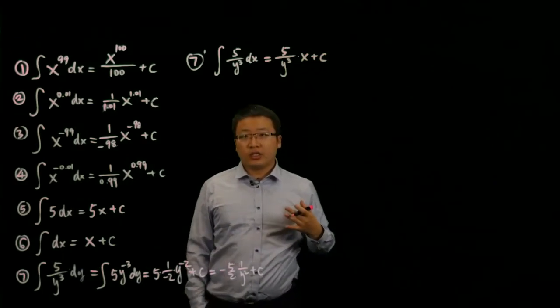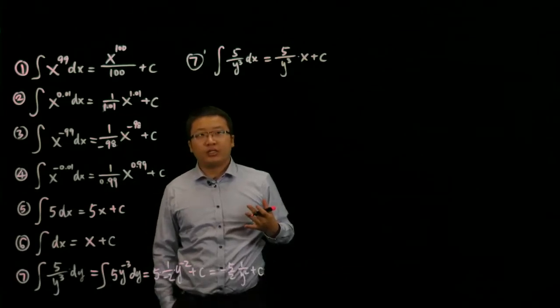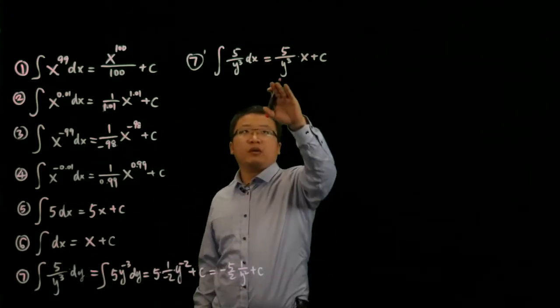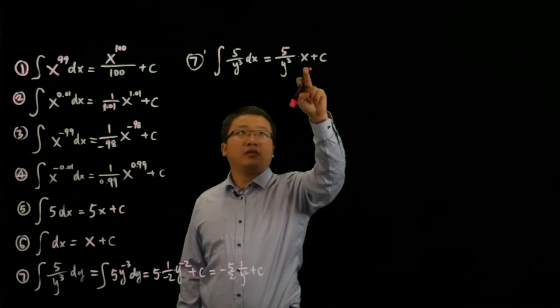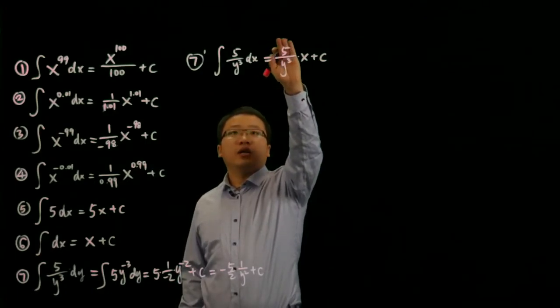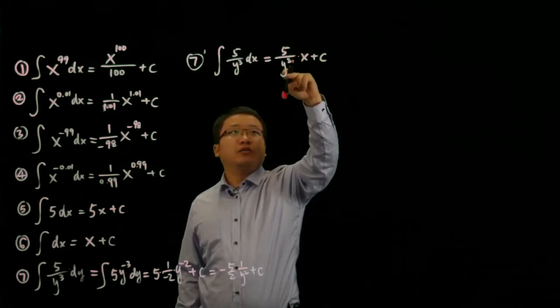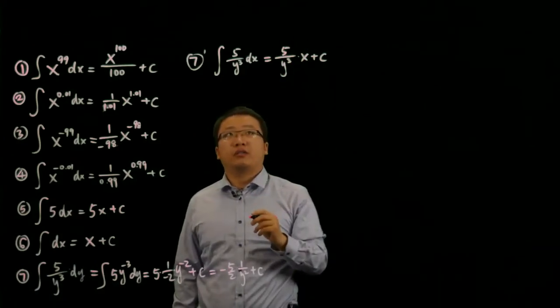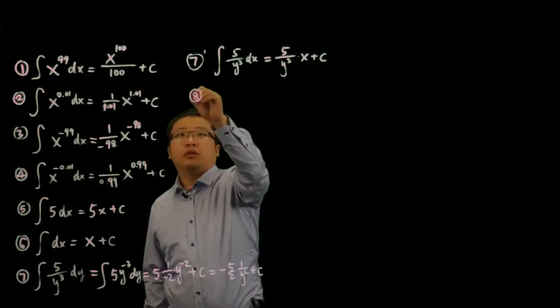Now, it's really just testing your understanding, making sure you understand what the variable is that you're working with. So, for example, when you take a derivative of this, x is your variable. This is a constant number. Therefore, the derivative of this is simply 5 over y to the cube.